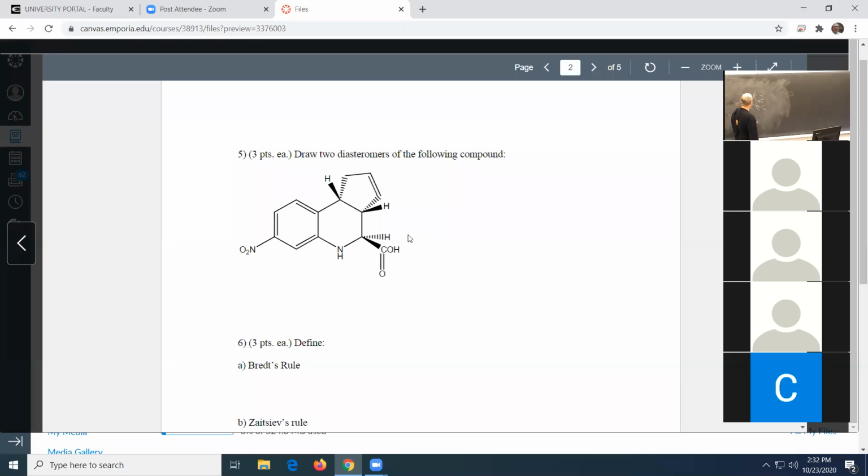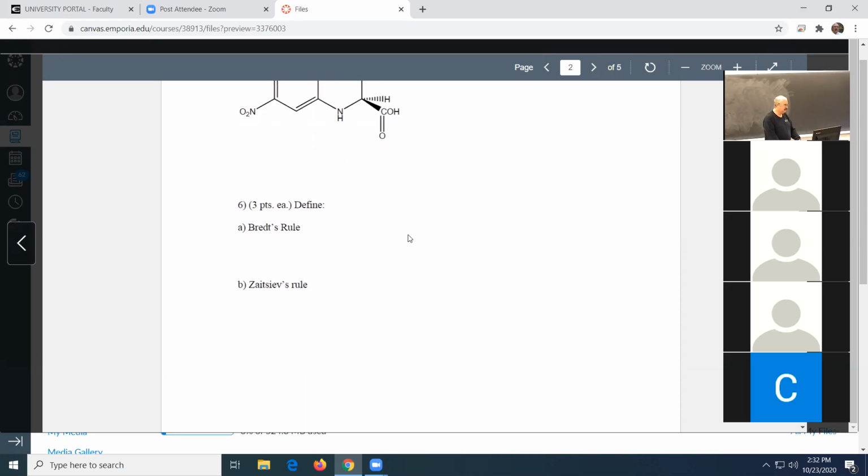You could also make the ring trans. So we could have a trans configuration like this. So there's more than 2 correct answers for this one.